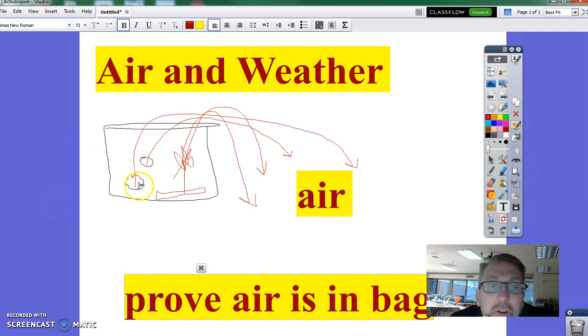Now you can use your puffball, you can use the styrofoam, you can use a straw, you can use a feather, you can use none of it, all of it, some of it. I don't know. But I want you to prove that there's air in the bag. You're going to have about 10 minutes to work with that and prove that there's air in the bag. Your teacher can stop this video and then start it up when you're done with the 10 minutes.